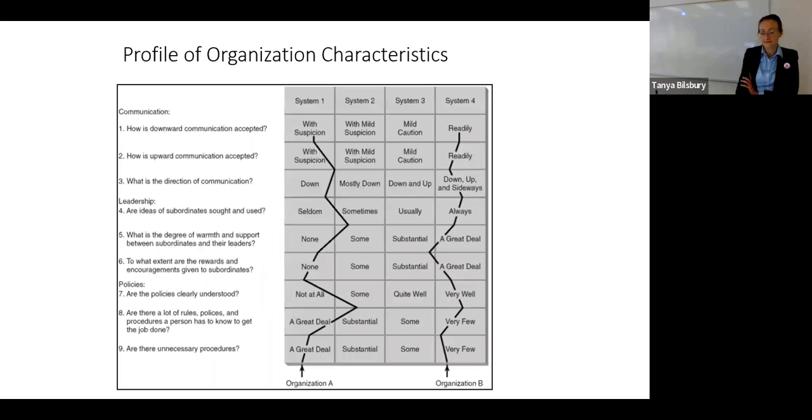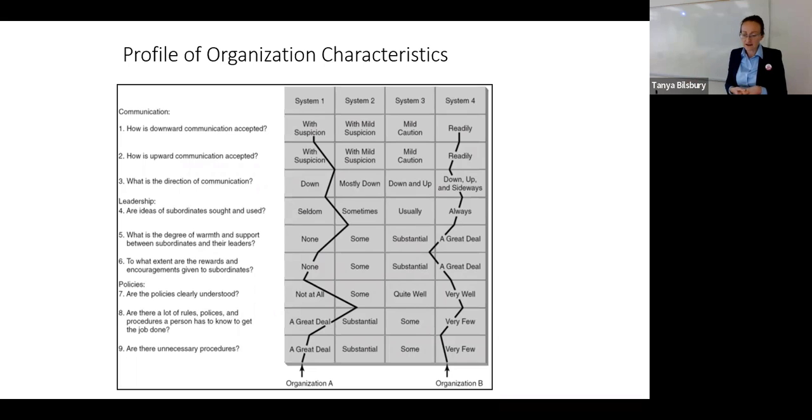This is the scoring sheet that's used to classify an organization from system 1 through to system 4. That's an example of a Likert scale. So you could, let's say, look at this top row here. How is downward communication accepted? Your lowest level, you could code that as a 1, is with suspicion. And there's mild suspicion, that's a 2. Mild caution is a 3. And then readily would be 4. So that's a 1 to 4 scale. And there's some mathematical operations you can do on those numbers when you understand that they're ranks.